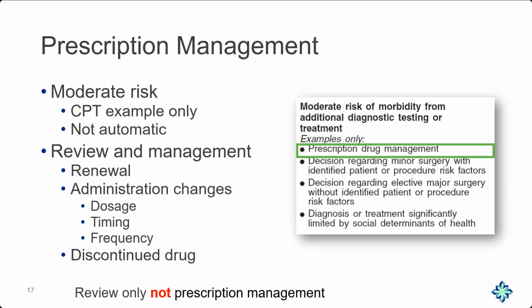So coming back to prescription drug management, as I promised, we wanted to provide you with an example of prescription drug management. Again, it is an example of moderate risk and it is not automatic. Here on the screen, you do have a screenshot just showing that. Again, these are examples. They are not automatic. It does have to include that review and management. So they're evaluating even the need for the medication. They're maybe initiating a new medication. They could be deciding not to start a medication.